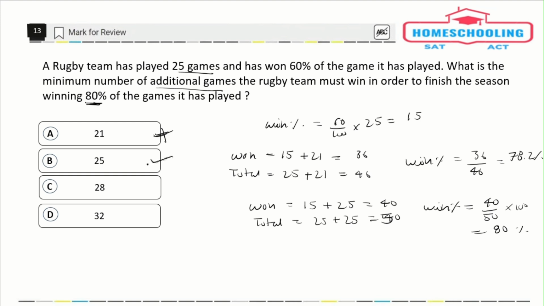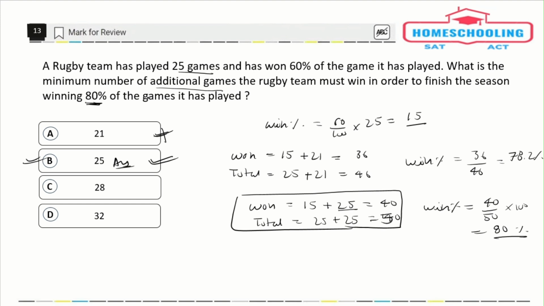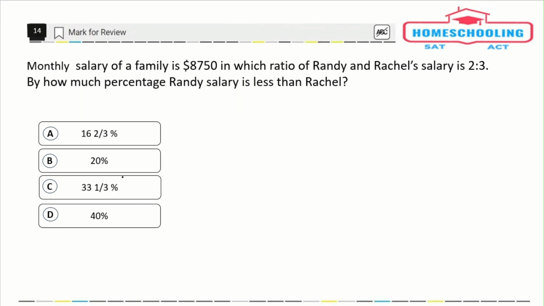So yes, option B, 25, would be the answer. In 25 games they have won 60% of the games, that is 15, and if they play an additional 25 games and win all of them, then the winning percentage will increase from 60 to 80%. So 25 additional games will be your answer. This is a very good question. Now moving to the next question.